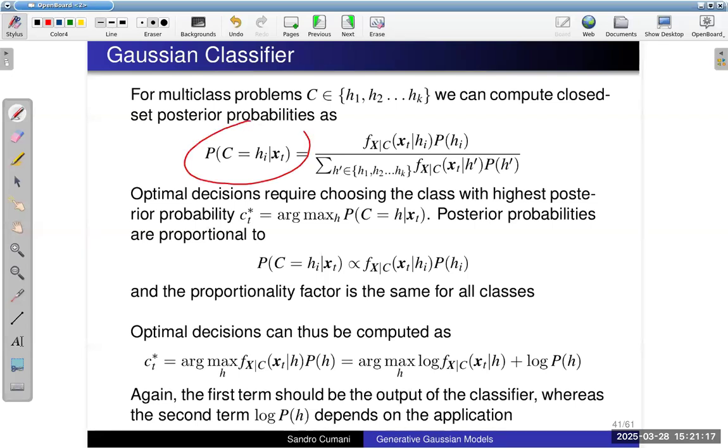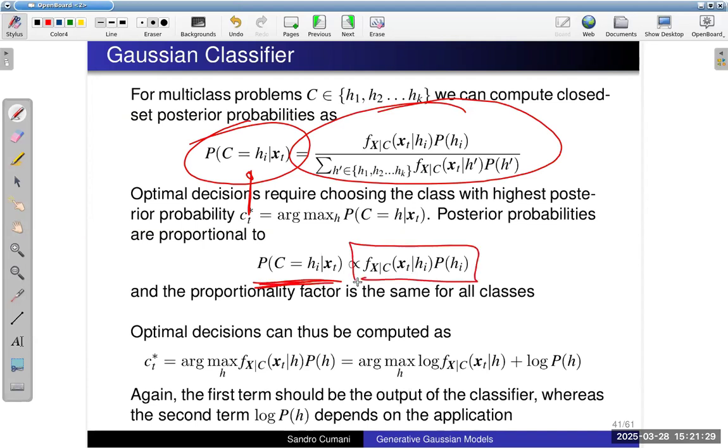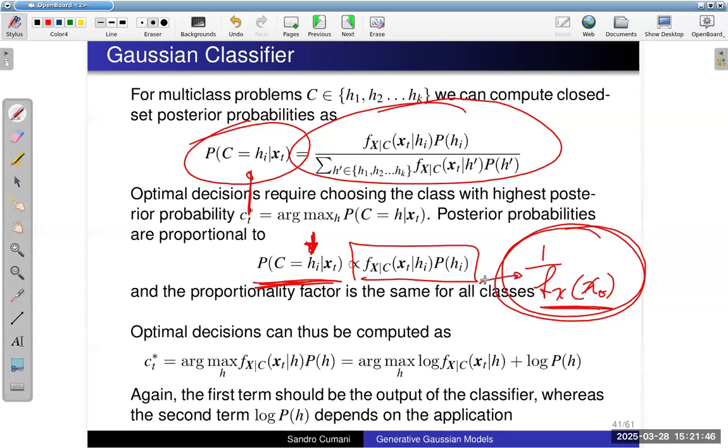For the multi-class problem, we said our goal is to compute class posterior probabilities for all the classes. And we have seen that the class posterior probabilities are proportional to the class conditional times the corresponding prior. The proportionality factor is 1 over the marginal. The marginal depends on the sample, but here we are looking at this as a function of the class. So the marginal does not depend on the class. So as a function of the class, this is a constant, so it's a proportionality factor. Here you have to look at this as a function of the class. So this proportionality is as a function of the class.